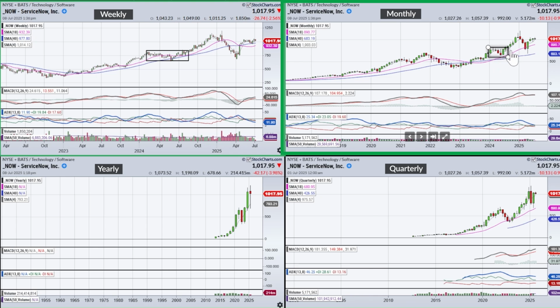The upper time frame here would be the monthly, and you can see on ServiceNow, we made this strong move and pulled back and formed a pinch with strong ADX. So this is the higher time frame. We want strong ADX, and we get a pullback close to the 18.